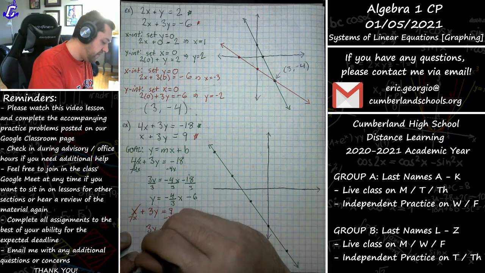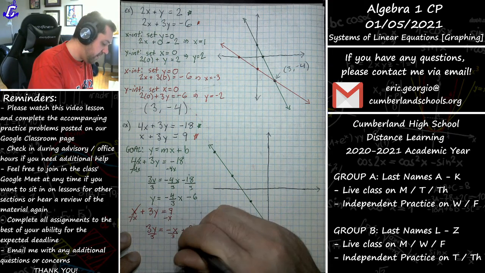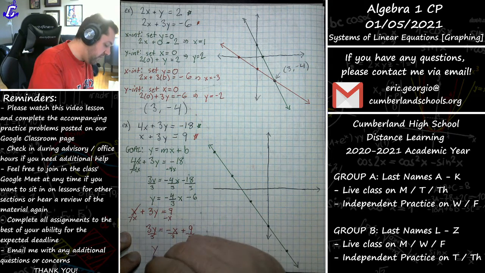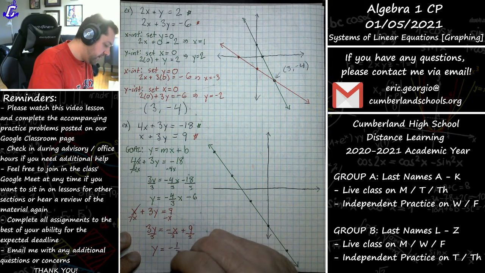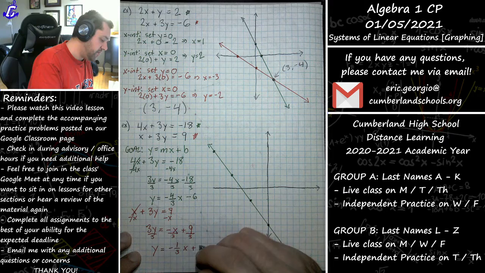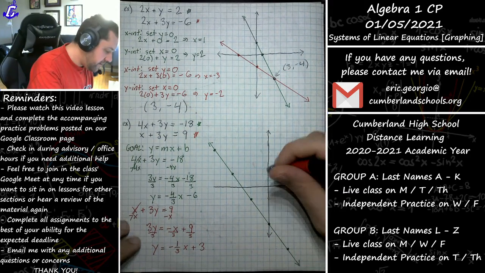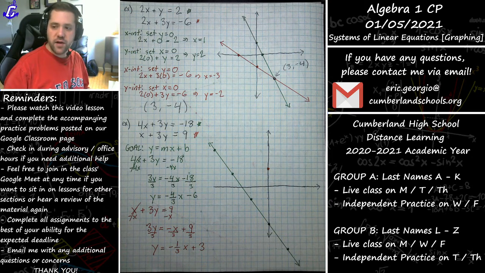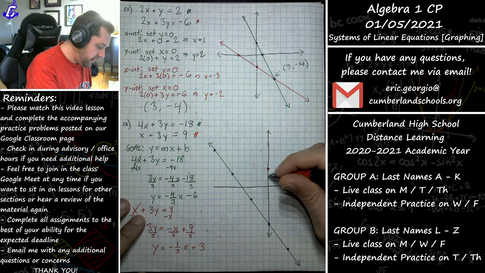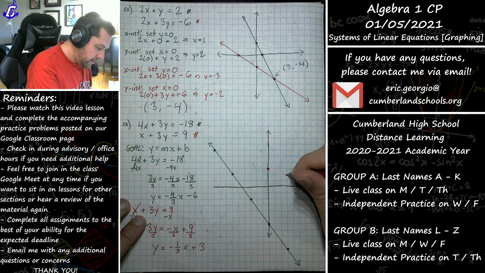Lastly, we can divide both sides by 3. We would get that y equals negative 1/3 times x plus 3, 9 divided by 3, right? So we'll start at our y-intercept of 3. 1, 2, 3. And let's follow our slope of down 1 over 3. Down 1, right 3. Down 1, right 3.